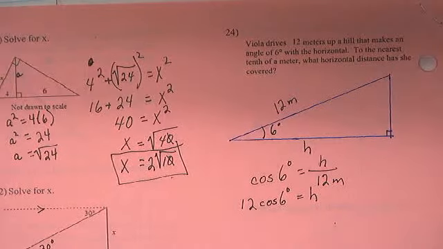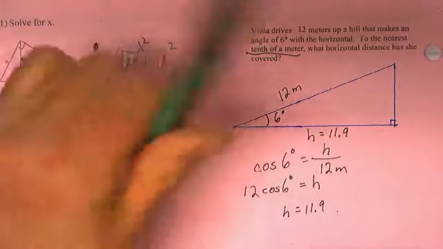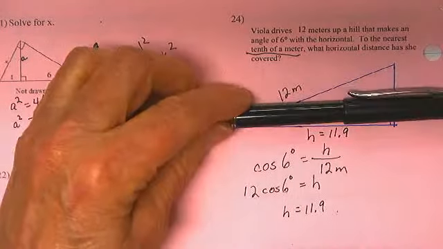Check that the calculator is in degrees. 12 multiplied times the cosine of 6 degrees, 11.93. Nearest tenth of a meter. H equals 11.9, and that would make sense because this is a very, very shallow angle. It's a small angle, so there would not be a lot of difference between the horizontal distance and the hypotenuse.